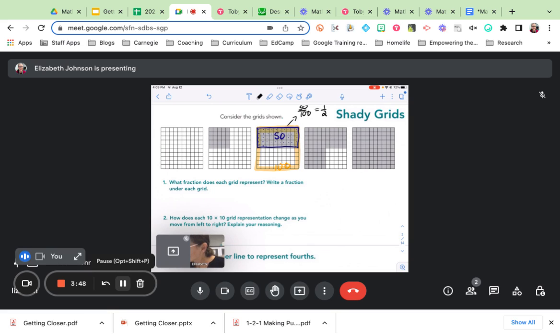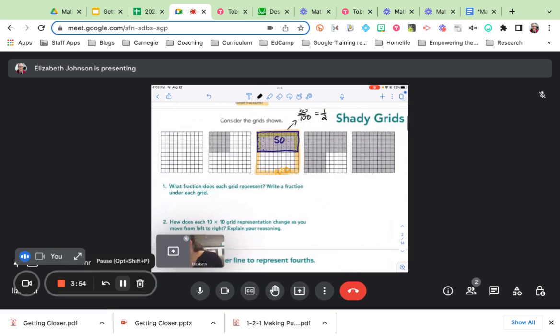What I want you to do is use that same process to work with a partner and figure out what the other grids represent. Pause the video and spend 5 minutes figuring out which fraction each of these grids represents.